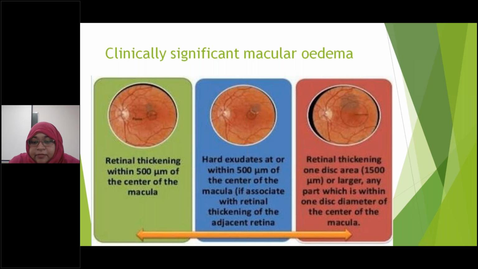And the third is retinal thickening one disc area, that is 500 microns, or larger, any part of which is within one disc diameter of the center of the macula. Okay, so these three are the criteria to define clinically significant macular edema.